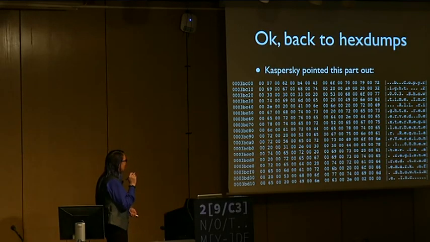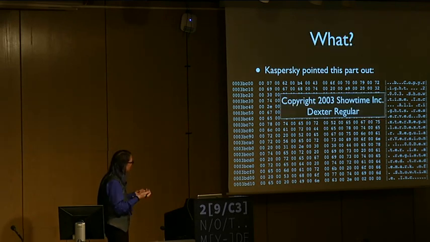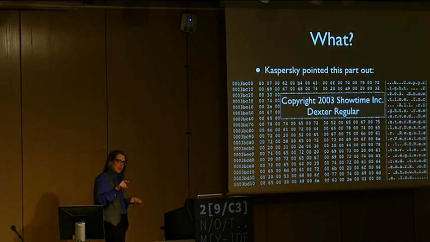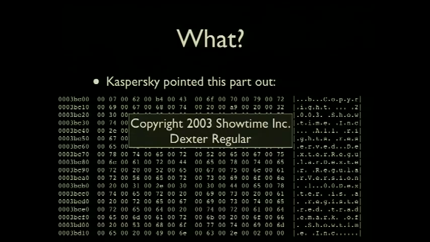So other stuff. One of the first things Kaspersky pointed out back when this was big news, and is dead obvious when you look at the strings in this thing, is there's a bunch. The names table in the font is where you put the copyright information and stuff in the font. And this particular font, for some reason, claims that its name is Dexter Regular, Copyright 2003 Showtime Inc., which is apparently a reference to a television show. Nobody knows why.